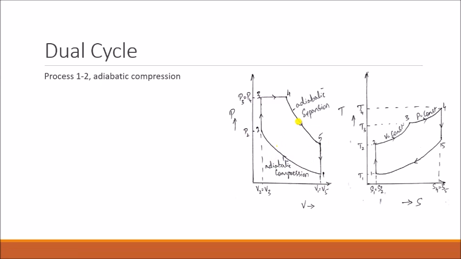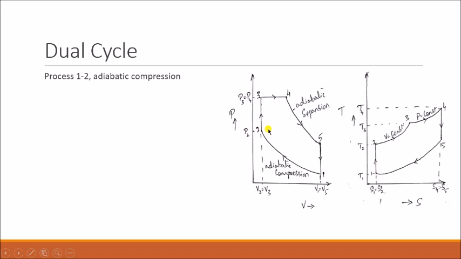Same way as earlier, the compression of the air or the gas takes place adiabatically, meaning no heat is added or rejected during this compression. So the pressure increases from P1 to P2 and volume reduces from V1 to V2. Same way on the TS diagram, the temperature increases to T2, and the entropy remains the same, it doesn't change. After the air has been compressed, the heat is added to that air.